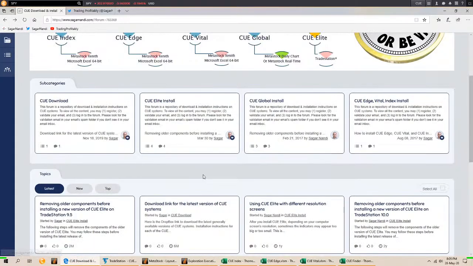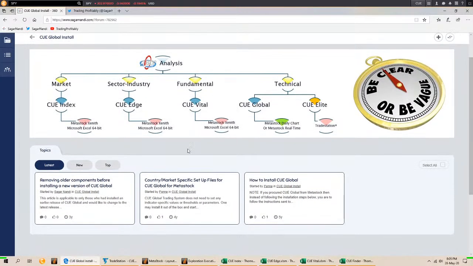Similarly, if you are using Q Global, if you go to the Q Global install folder, you will see a topic, removing older components before installing a new version. Usually I do not request you to remove older components, but because this time we'll be switching the server from HostGator to Amazon Web Services, kindly remove the older components completely before installing the new version. It may take a few more days for the developers to get that ready. Once that is ready, I will do some testing and send it to you.